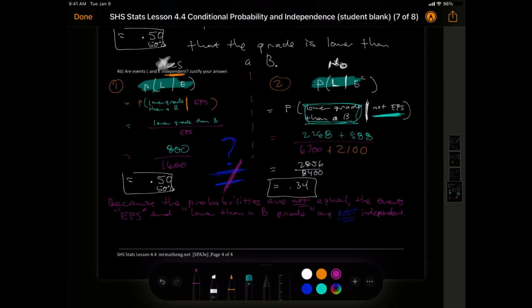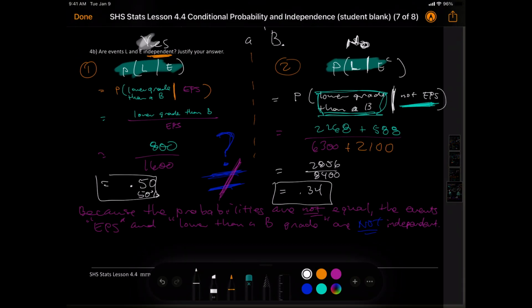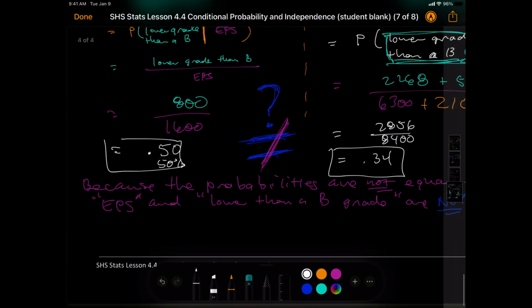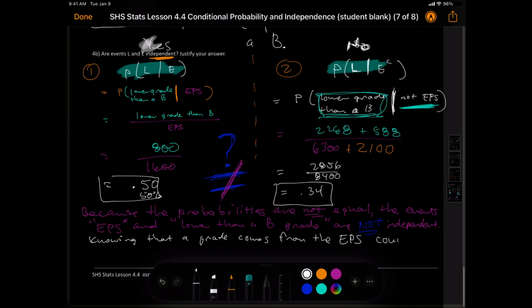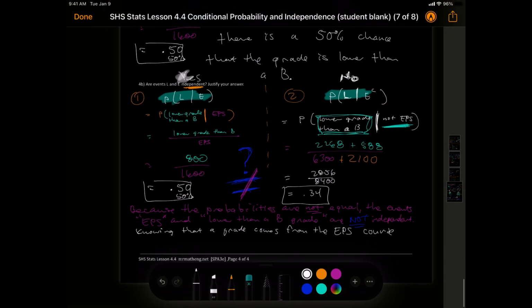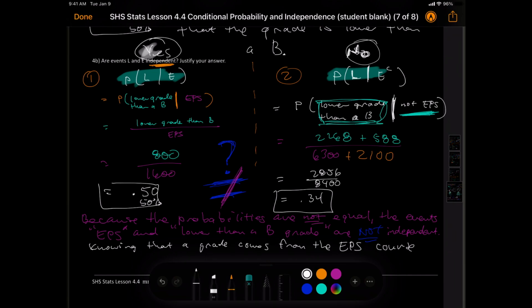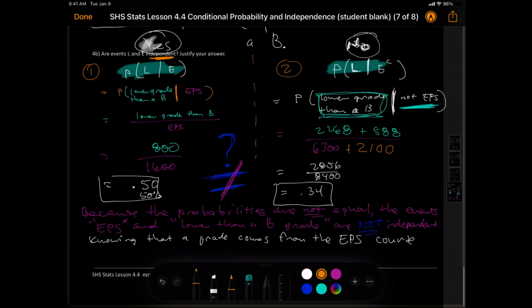It just tells us to justify our answers. Knowing that a grade, so we randomly pick a student and it comes from the EPS course. What happens? Remember, the left side was yes, and this side was no. Which one has a higher number? The one we want, right? The left side. That means it's coming from here. Yes, it's coming from there. Then the number is what? Bigger, so it's an increase. So if you pick that one, then you have an increase.